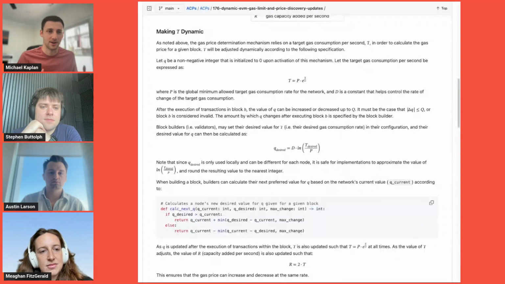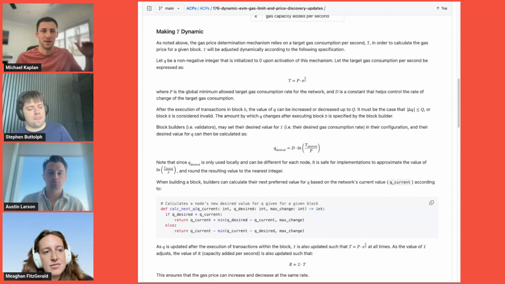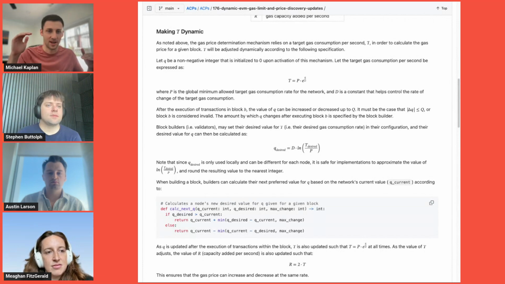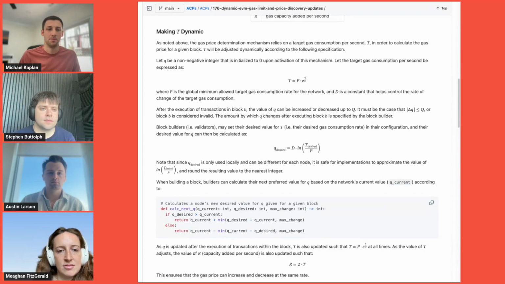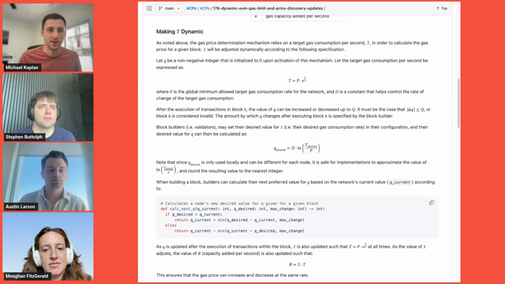Your node calculates that the current gas target is, say, 1 million per second. I prefer 5 million per second, but as Stephen said, you can only change it an incremental amount per block built. So based on your preference, Avalanche, really Core ETH, I think, automatically calculates the maximum or minimum value that you can change it to for that block.